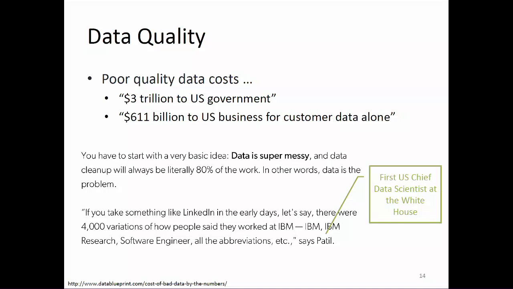This is something that should not be taken for granted, like that's a simple thing. No, it takes a lot of time and a lot of money goes into it. This is just one example where the US chief data scientist said on LinkedIn that there were 4,000 variations of how people could say that they work at IBM. 4,000 different variations. Imagine if somebody was trying to find out how many people work for IBM, it's a nightmare for them.